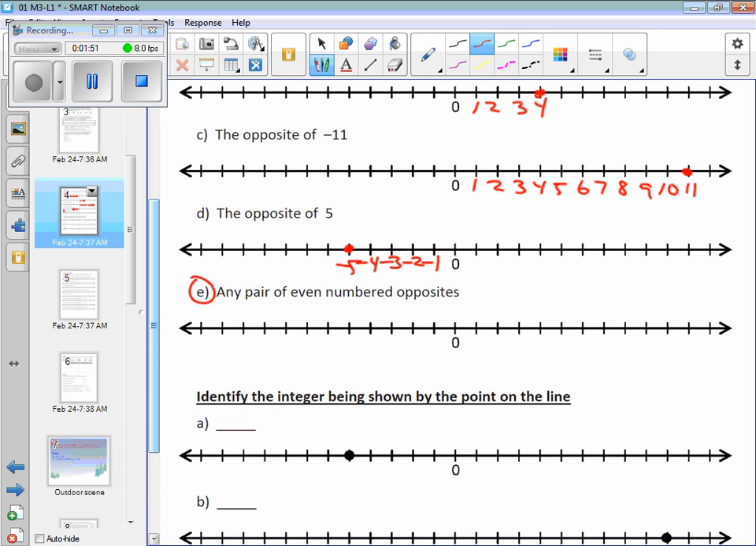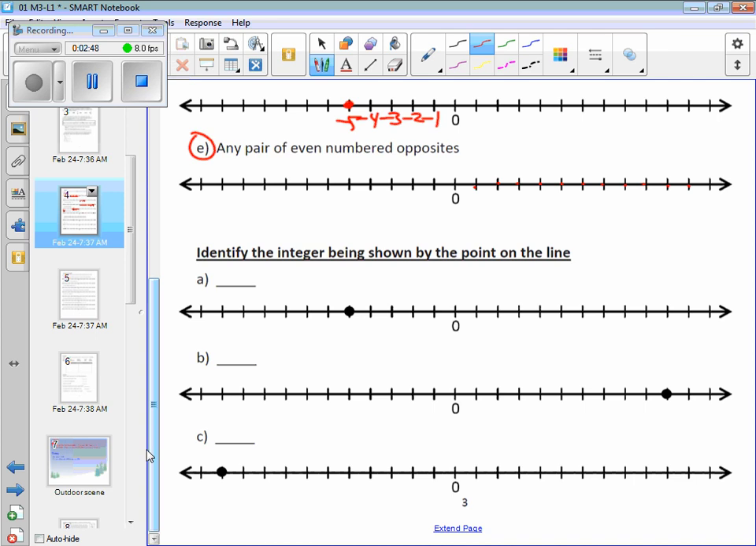Okay, letter E. There could be more than one answer. Any pair of even numbered opposites. So give me one pair that you might have been able to do. Logan. 2 and -2. What's another set? Amanda. 12 and -12. Give me another set. 4 and -4. Let's do all of them. What else is left? I mean, you could do 100 and -100, but you don't have enough lines for that. 6 and -6. 8 and -8. 10 and -10. I think, 1, 2, 3, 4, 5, 6, 7, 8, 9, 10, 11. You have 12 lines. So any even numbers, 2, 4, 6, 8, 10, and 12, and their negative opposites would work. Okay, here we go.